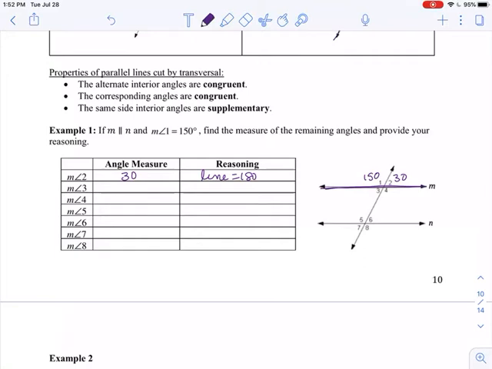Angle 3 and angle 4, I can get very easily from 1 and 2 because 1 and 4 are vertical angles. They are congruent. 2 and 3 are vertical angles. They are congruent to each other. Okay, so all I did was I started off knowing angle 1 was 150, and I'm finding the rest of these angles. So angle 3 is 30 degrees and angle 4 is 150 degrees. Why? Because they're vertical angles.